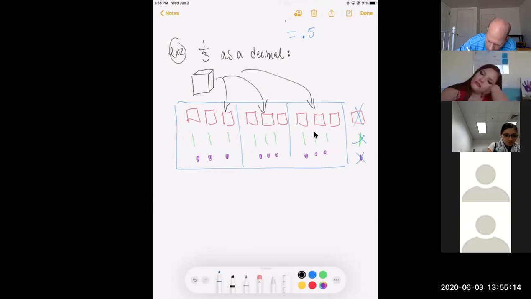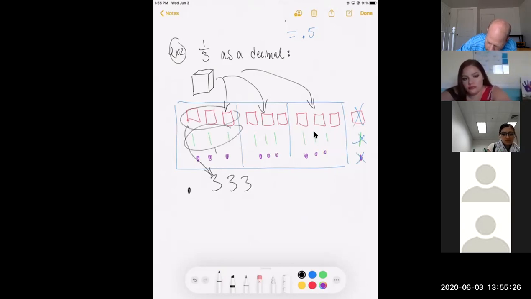And so 1/3, we have decimal 0.333, okay? Because we have the 3 flats right here, the 3 rods right here, and then the 3 ones, little cubes right there. So you went one of those groups here, you look at the pictures, going with the pictures and the base 10 blocks concrete models, back to our abstract numbers.